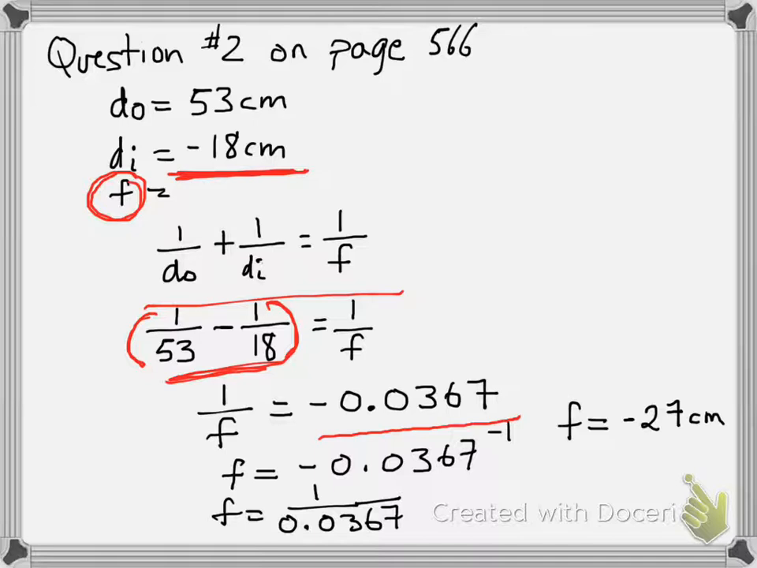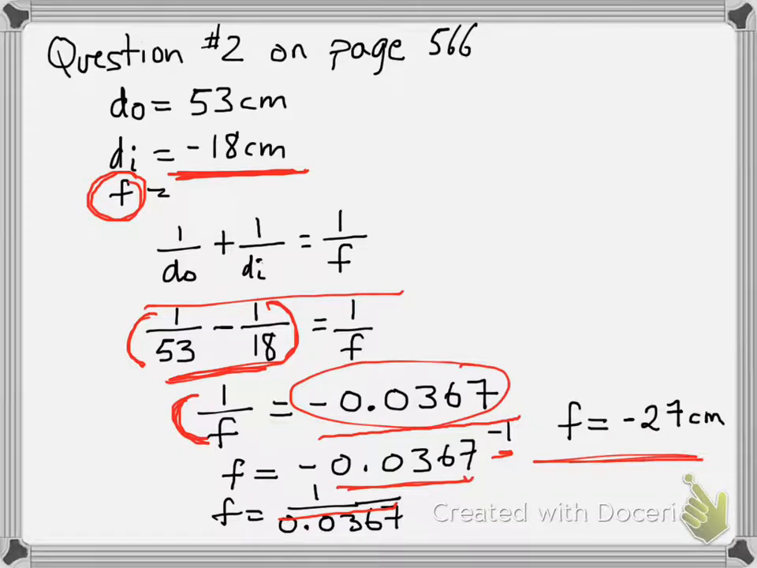Then we take this, right? We're going to find the reciprocal. We have to reciprocate the other side, because whatever we do to one side, we have to do to the other. That's why I have a negative 1 here. That really means that you're taking 1 and dividing it by 0.0367, or you're dividing this decimal into 1. That will then give you a focal length of negative 27 centimeters.